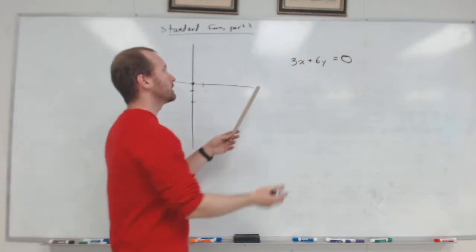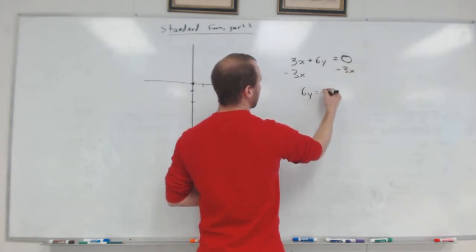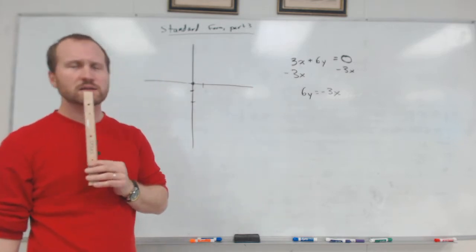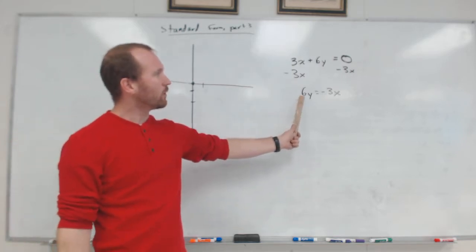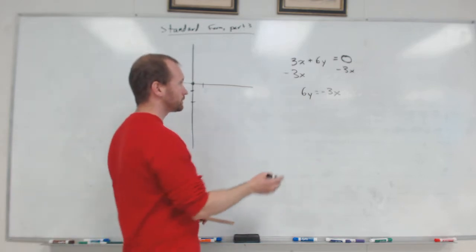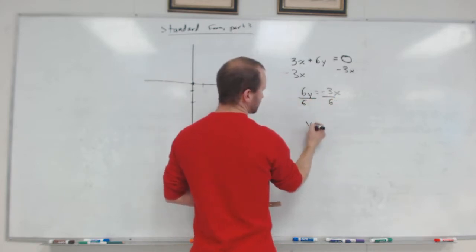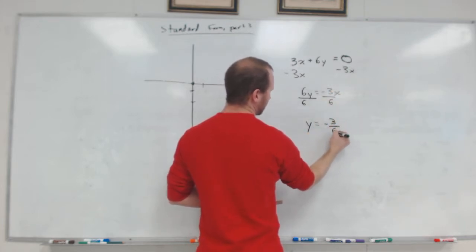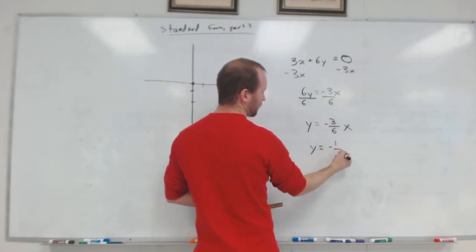So I subtract 3x from both sides, which is 6y equals negative 3x. That's not quite in slope-intercept form yet. Why not? Because there's no y alone. What's in the way of the y? We have to divide off that 6. We'd have to divide both sides by 6 to see that y equals negative 3 over 6x is how I would write that. Or, that's the same thing as negative 1/2 x.